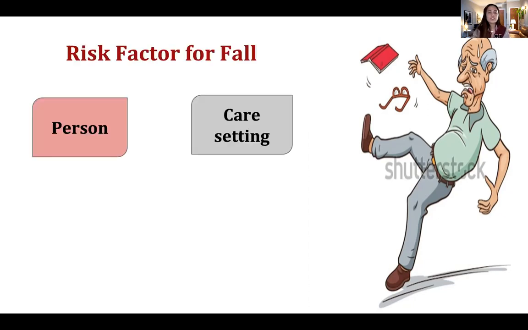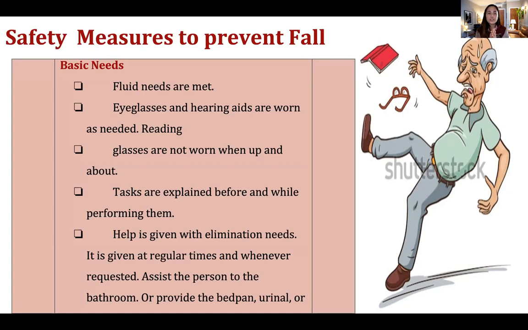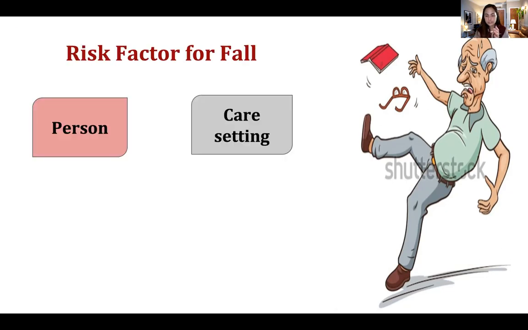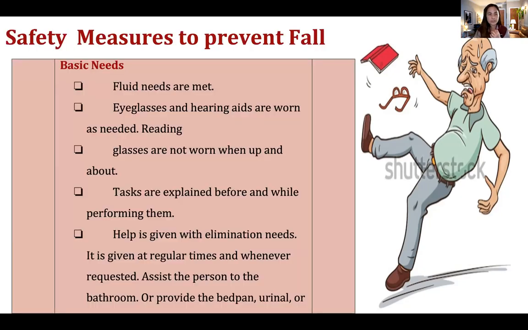So what are the risk factors of fall? We have the person and the care setting. Okay, in the person, we have a lot. You can check your module. We have a lot of risk factors for fall on the personal side, and we have more risk factors in the care setting or in the hospital.